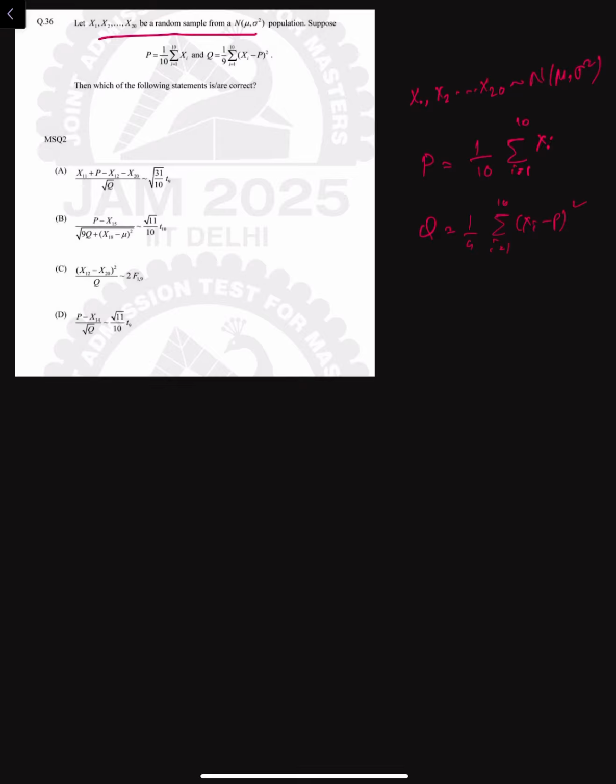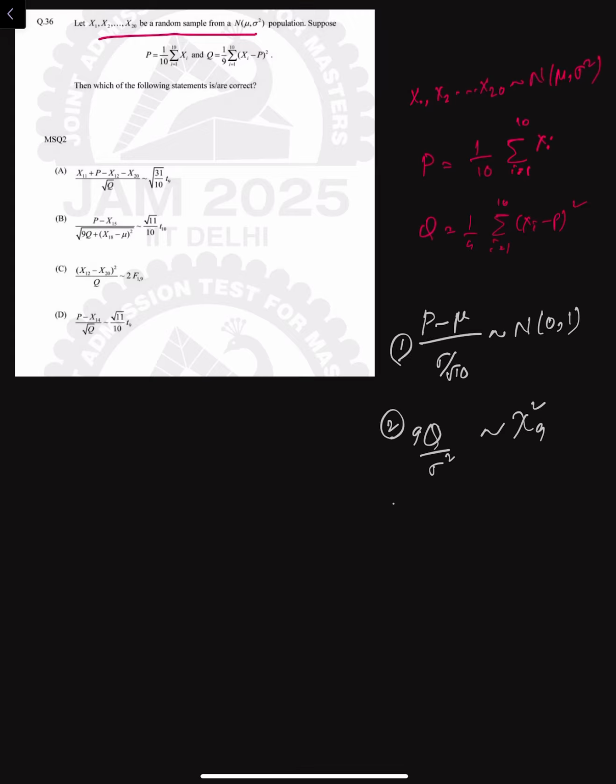First, if we consider this p, p is nothing but the mean of the first 10 samples. So that means (p minus mu) by sigma by root 10 follows normal(0, 1). Now, with n minus 1, that means 9 times q by sigma squared follows chi-square with 9 degrees of freedom, which is independent of p. So this is the first one and second one.